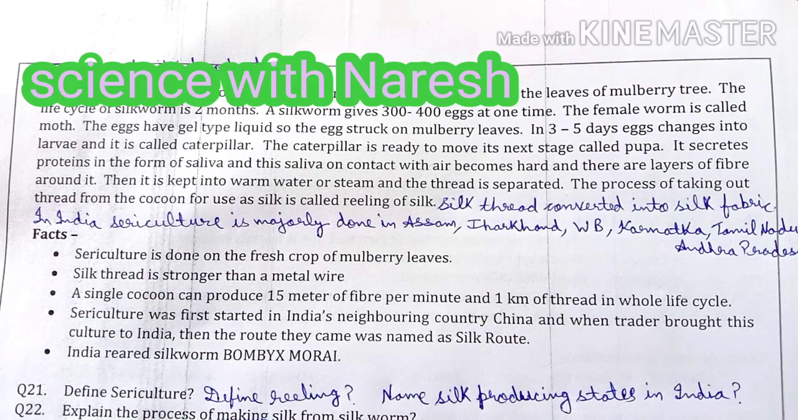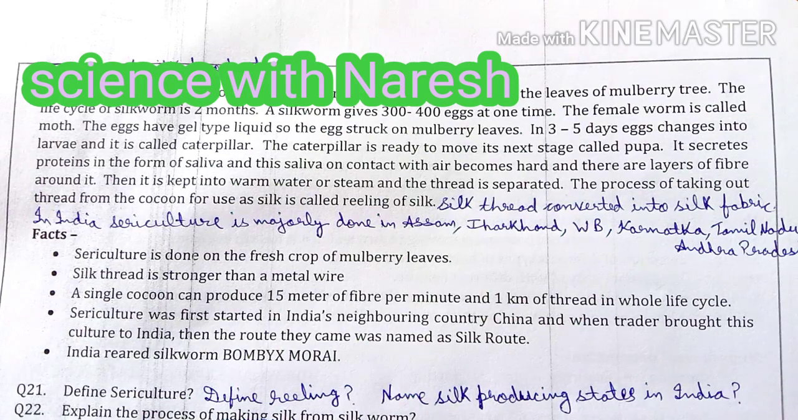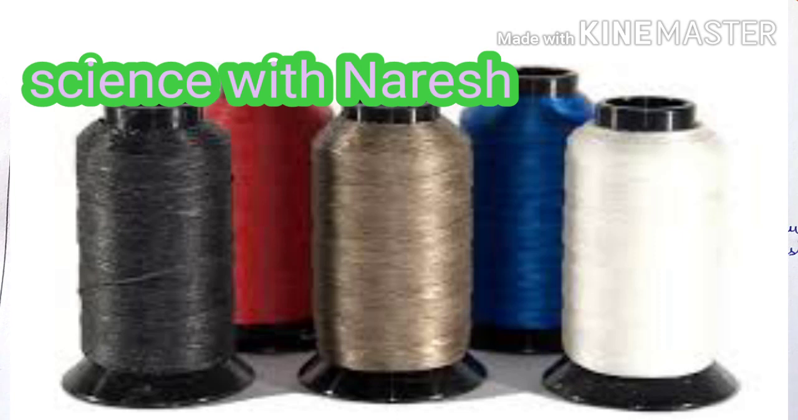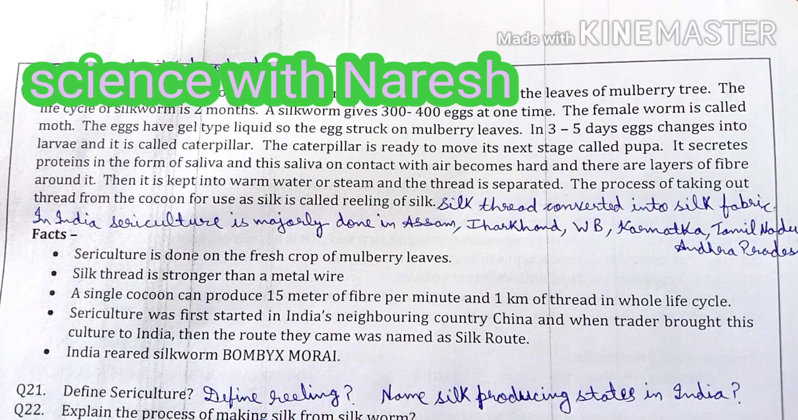Sericulture was first started in India's neighboring country China. When traders brought this culture to India, the route by which the farmers came from China to India was called the Silk Route. India rears the silkworm Bombyx mori. Bombyx mori is the name of a breed of silkworm which is majorly reared in India because the conditions it needs are provided in India.